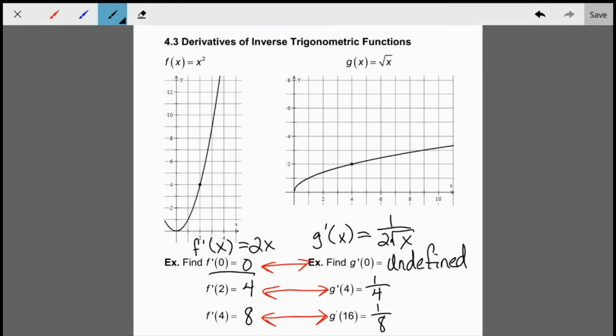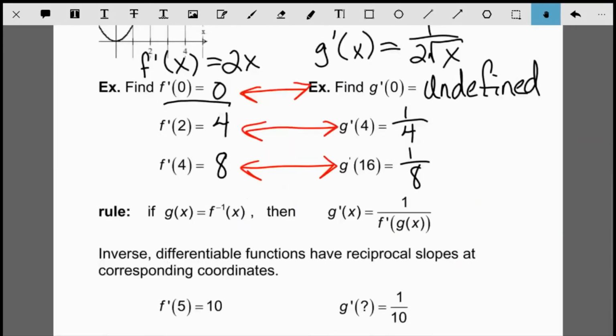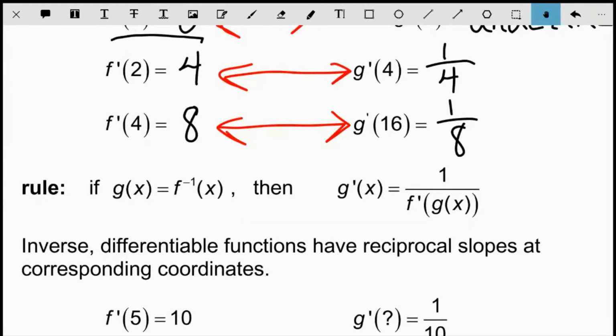Now there is actually a rule that you can follow for this. I don't usually try to memorize the rule because I think it makes it more difficult than it needs to be. But let me show you where this rule comes from. This is saying that if g is the inverse of f, then the derivative of g is equal to 1 over f prime at g of x.